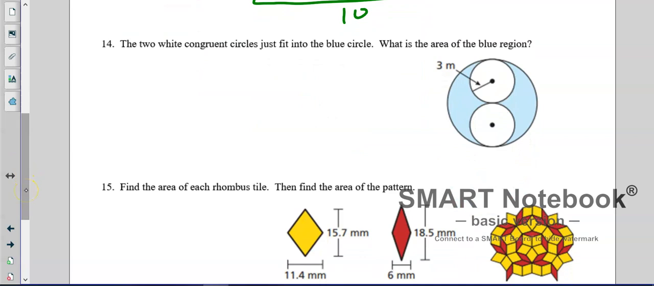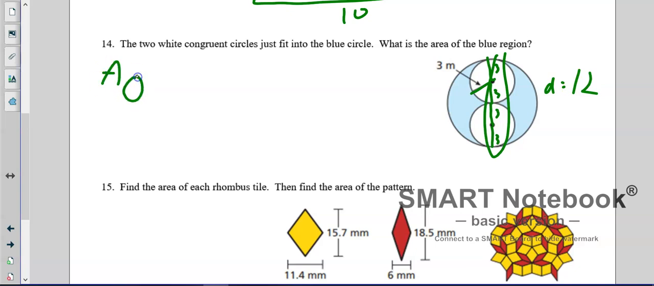Number 14. The two congruent circles just fit into the blue circle. Okay? What's the area of the blue region? Well, let's think about this. This 3 is the radius. Well, could it also go here? And couldn't it also go here if it was straight? And wouldn't that mean that this is 3 and this is 3? Which means the diameter of this circle is 3, 6, 9, 12. So we're going to do the area of the big circle minus the area of the little circles, or just 2 times the little circle.